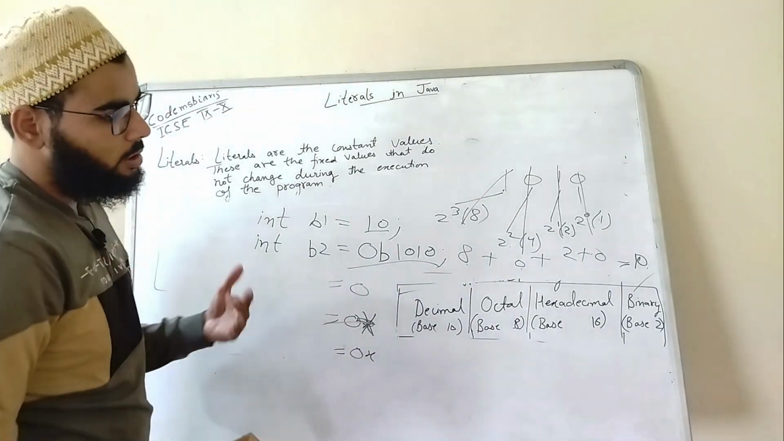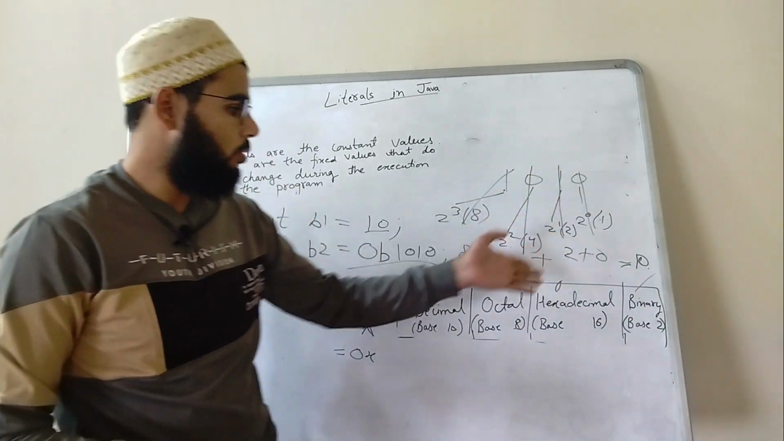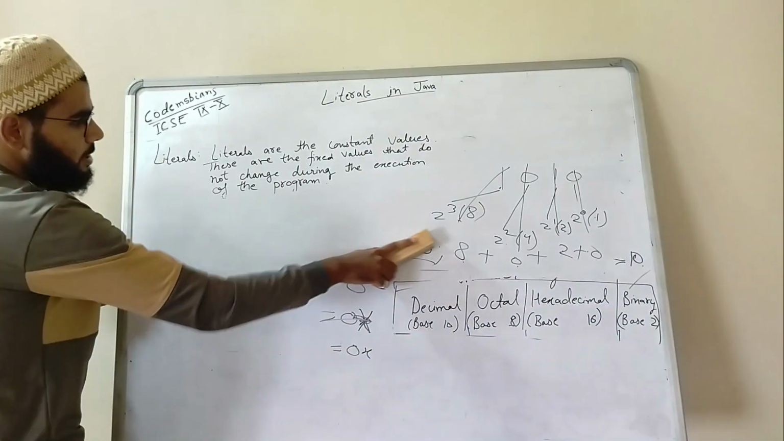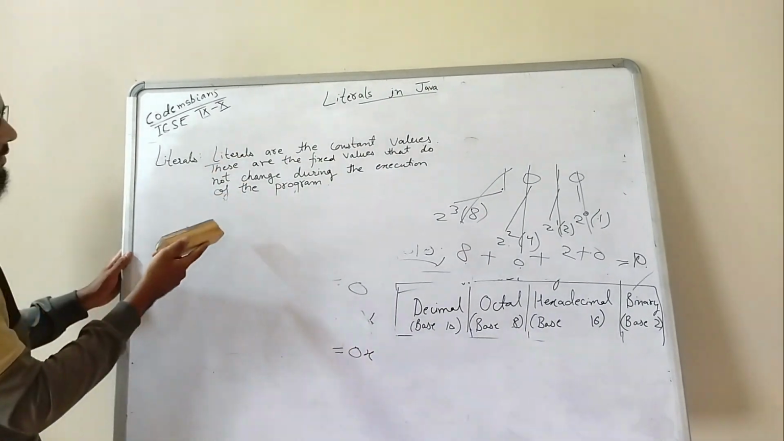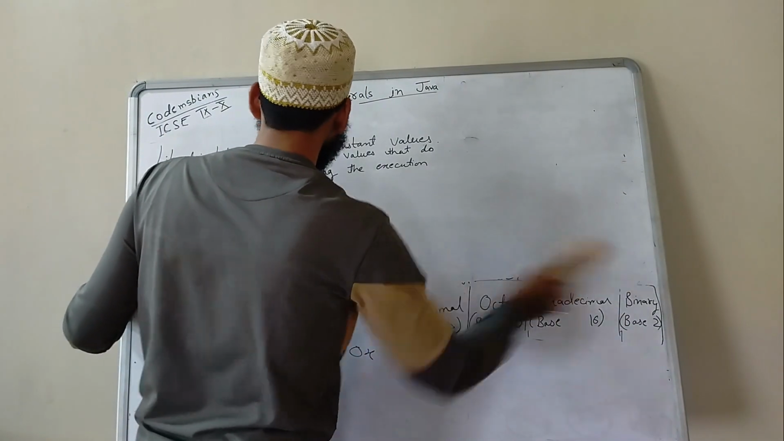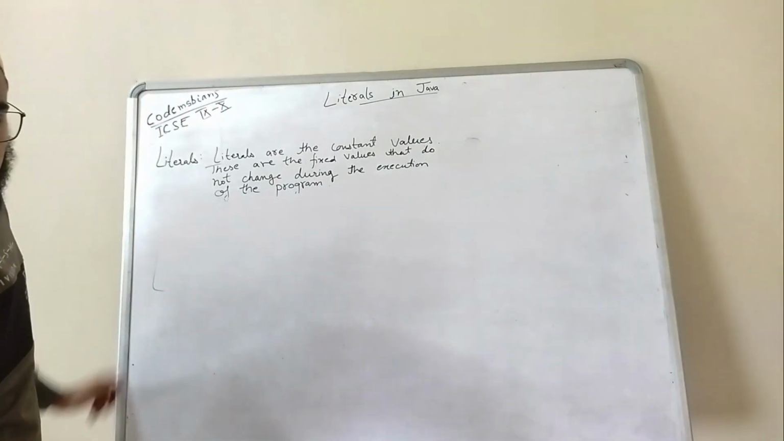Most of the time, when we are coding scientific calculations where we need binary number systems and all this stuff, it is very useful in that category. So as you know, literals are nothing but constant values. These values are fixed, that do not change during the execution of the program. So you can write this definition about the literal, right?